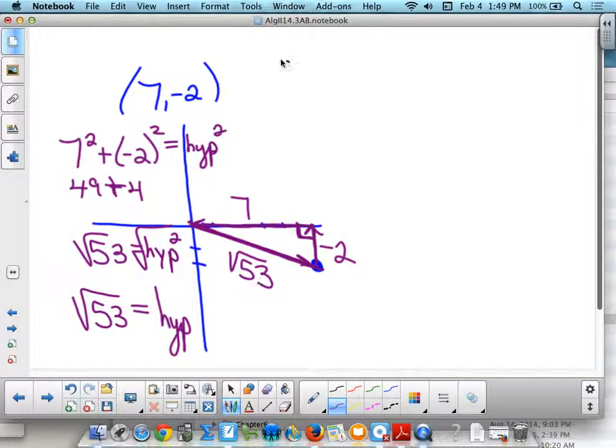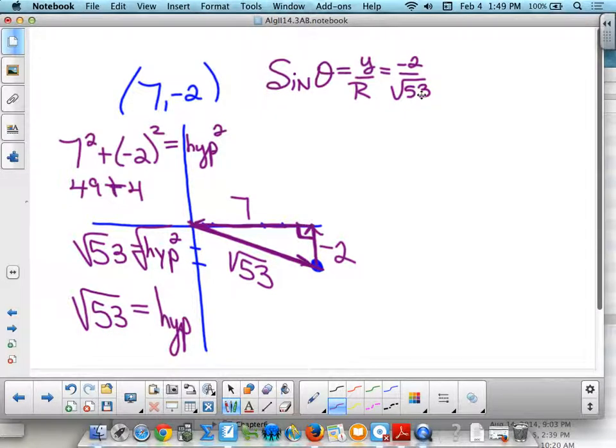So here we go. Sine, if I talk about letters, is y over r. It's the y value over the r value. Which one's the y value, 7 or -2? Of course it's -2. If you want to think opposite over hypotenuse, that's fine. It's -2 over the square root of 53.